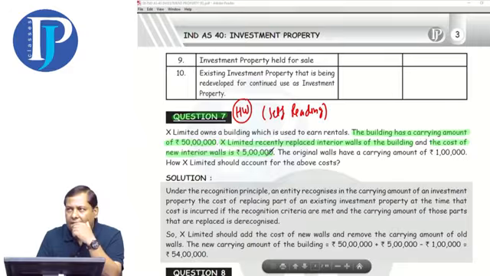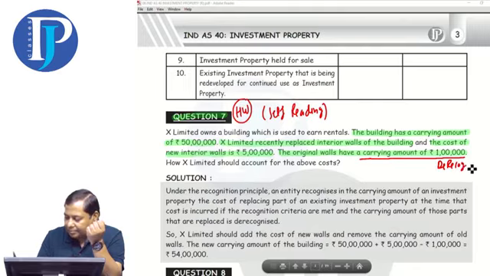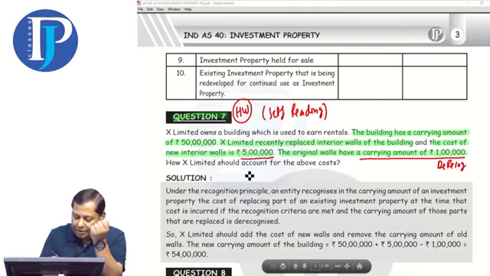Information about interior is given. This will be a different component. If this is a different component, its carrying amount will also be given. And here it's given that the original walls have a carrying amount of 1 lakh. This means that this will be recognized, and this will be derecognized.